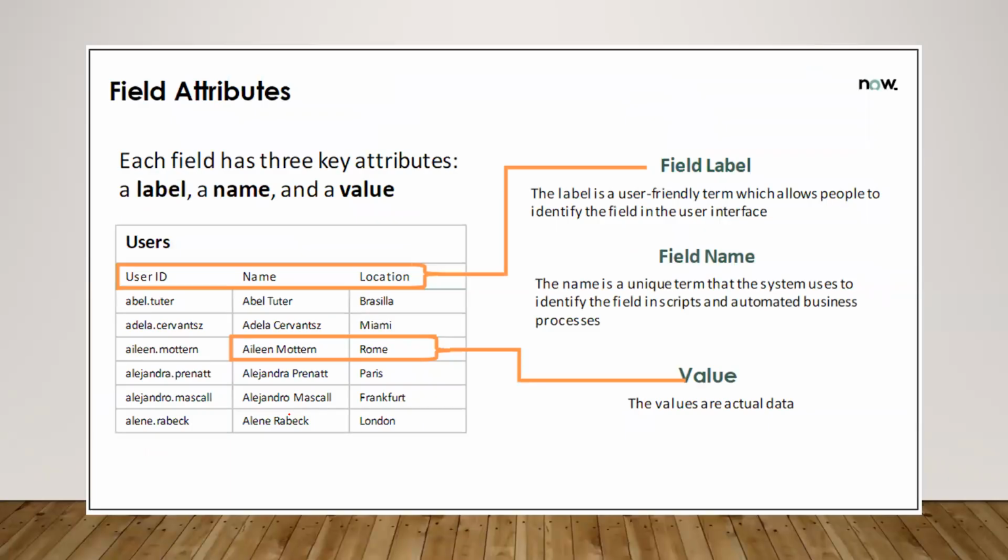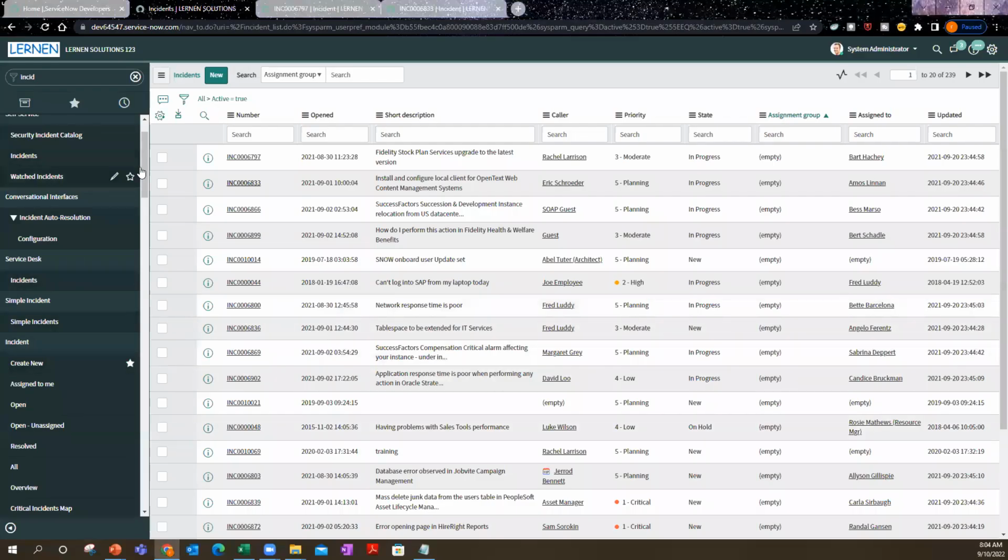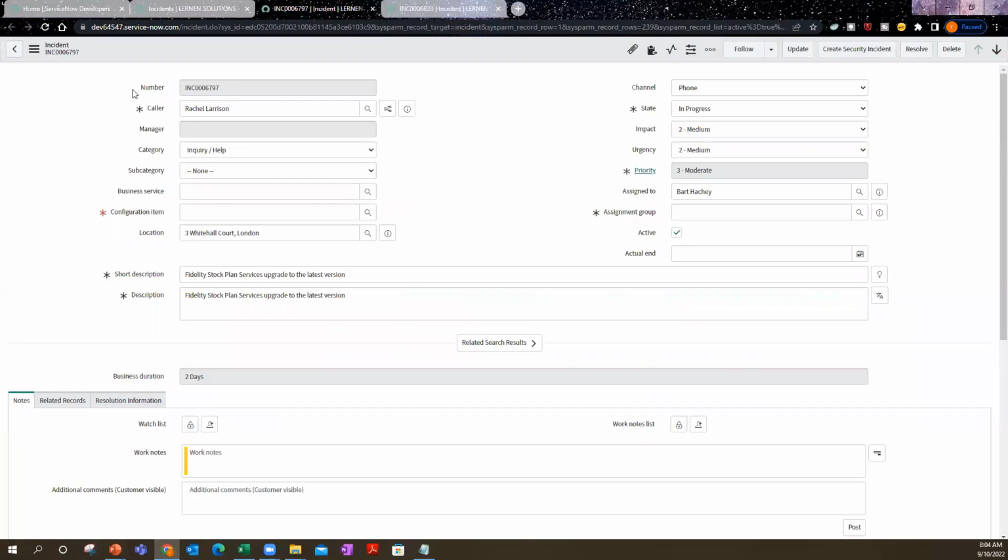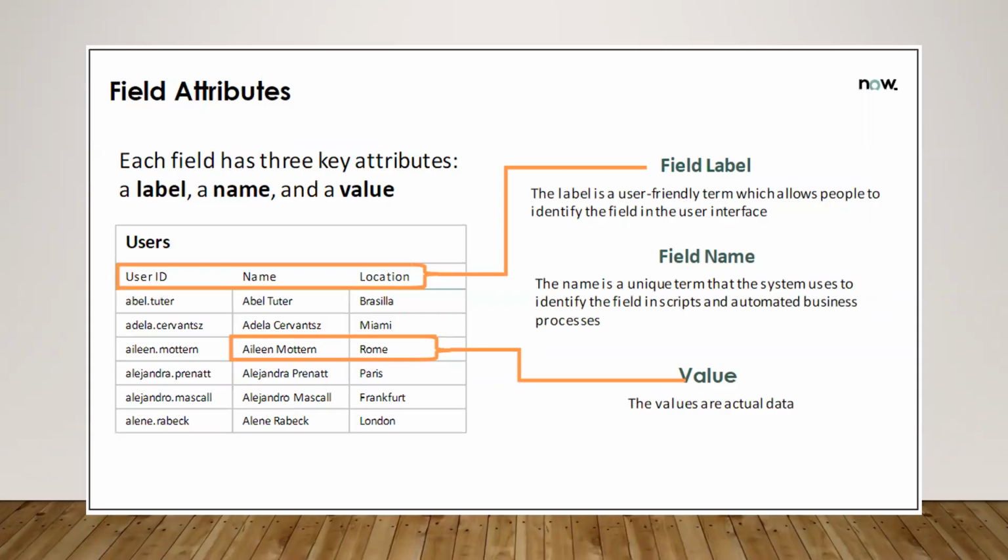Now coming to field attributes. Let me explain it here. If I open a record, in this particular record you notice one thing, a very small but very effective concept. In any field, there are three important attributes. First is label, then name, and then value.